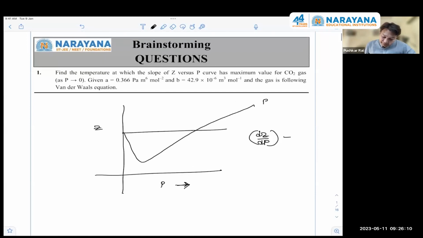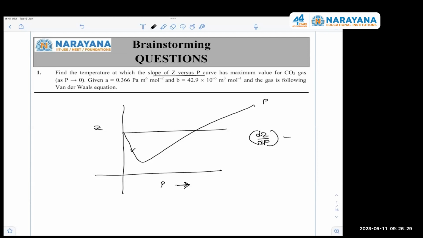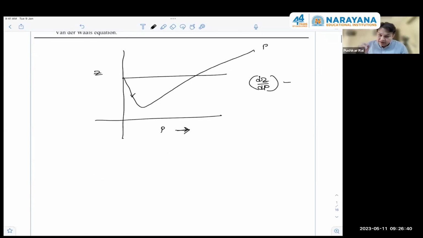Find the temperature at which the slope of z versus p curve has a maximum value for CO2. So we are talking about the z versus p curve having a maximum. Find the temperature, the slope of z versus p graph. So at least the slope will come. Can we take it as B by RT? Yes, because I'm coming to that point. I'm just giving you the idea.